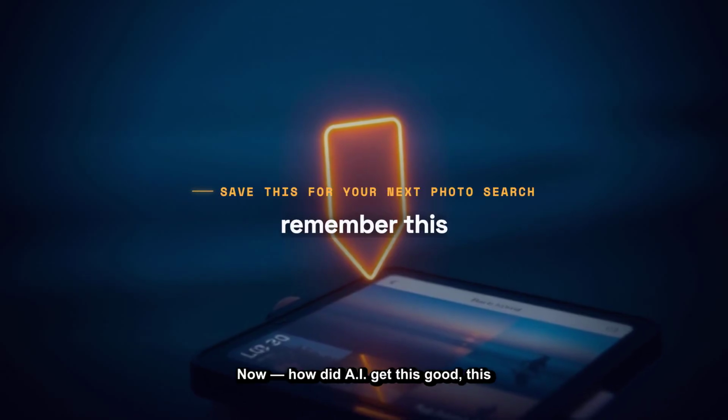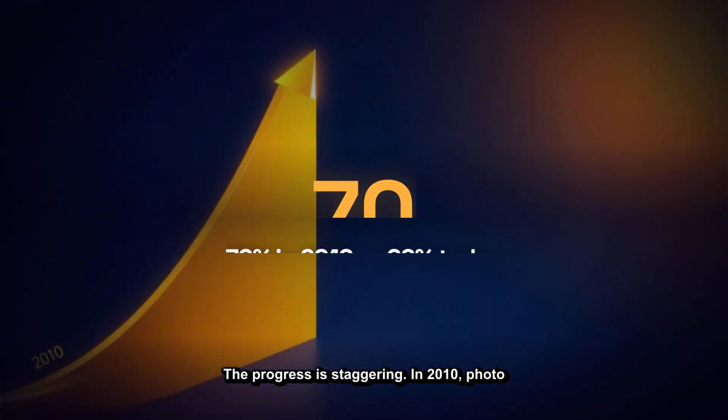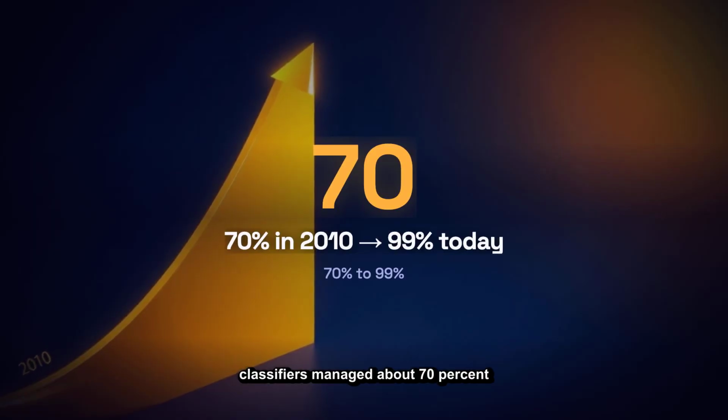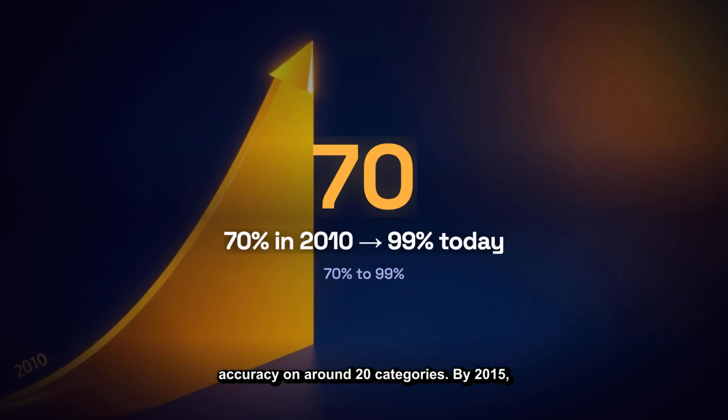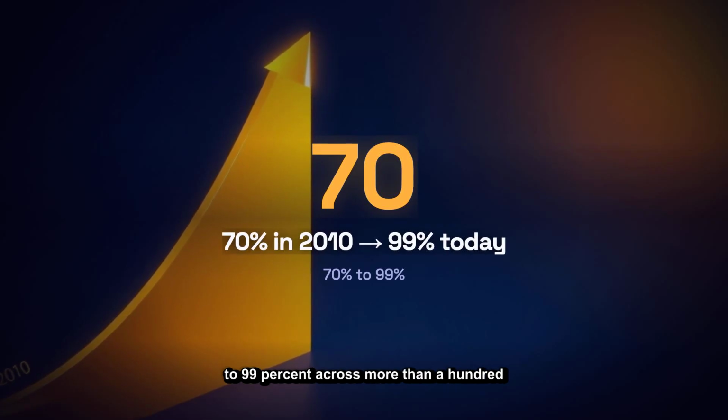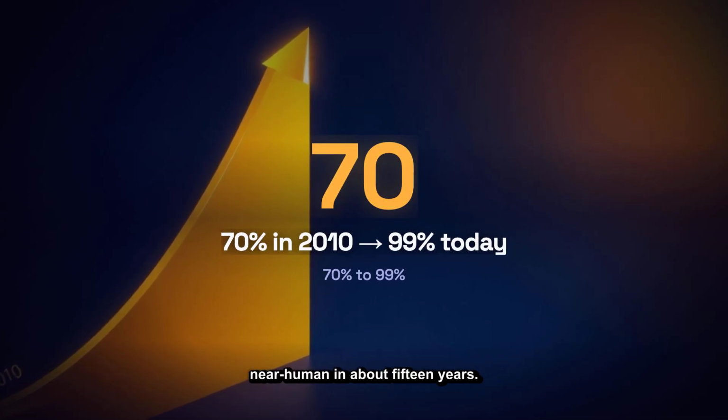Now, how did AI get this good this fast? The progress is staggering. In 2010, photo classifiers managed about 70% accuracy on around 20 categories. By 2015, 85%. By 2020, 95%. Today, 98 to 99% across more than 100,000 categories. From clumsy to near human in about 15 years.